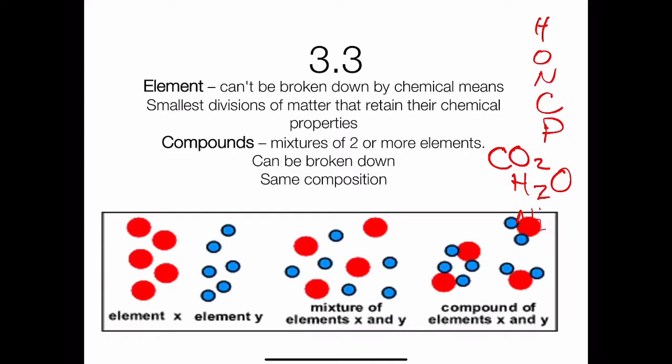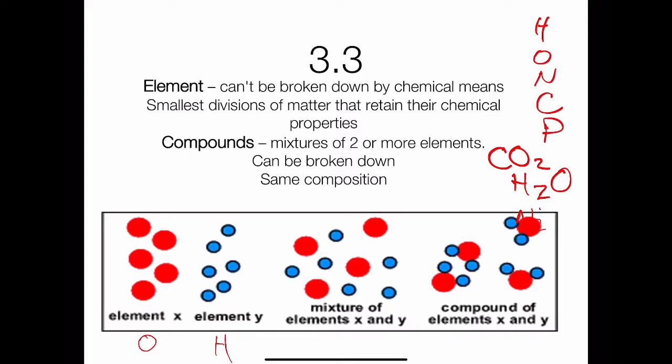If we're looking at it in terms of a diagram at a molecular level, these are called particulate diagrams because they show us what happens to each of the atoms or each of the individual compounds. So we're looking at something like element X, and maybe we can call element X oxygen. Then we have element Y, and we can call element Y hydrogen. So we can see that these are two individual elements. They can't be broken down any further and keep their same chemical properties.